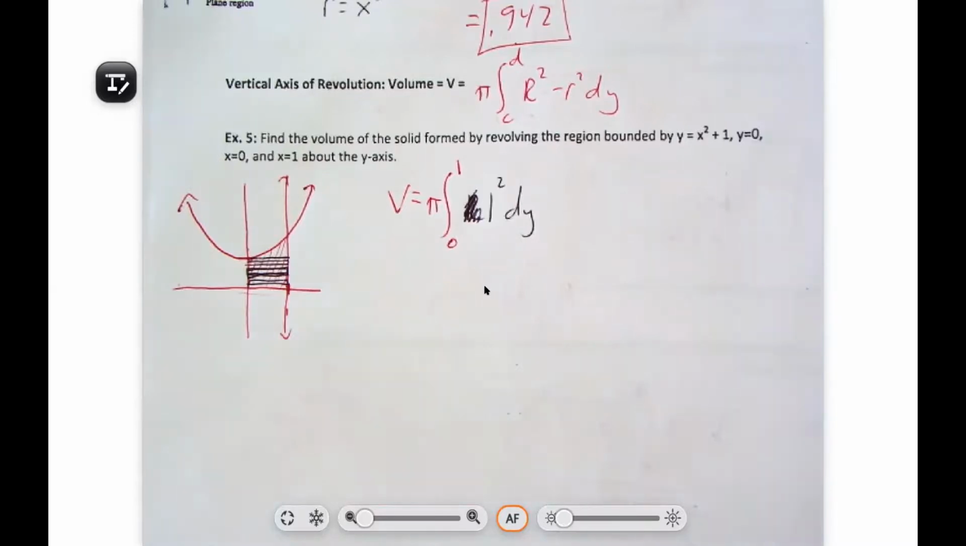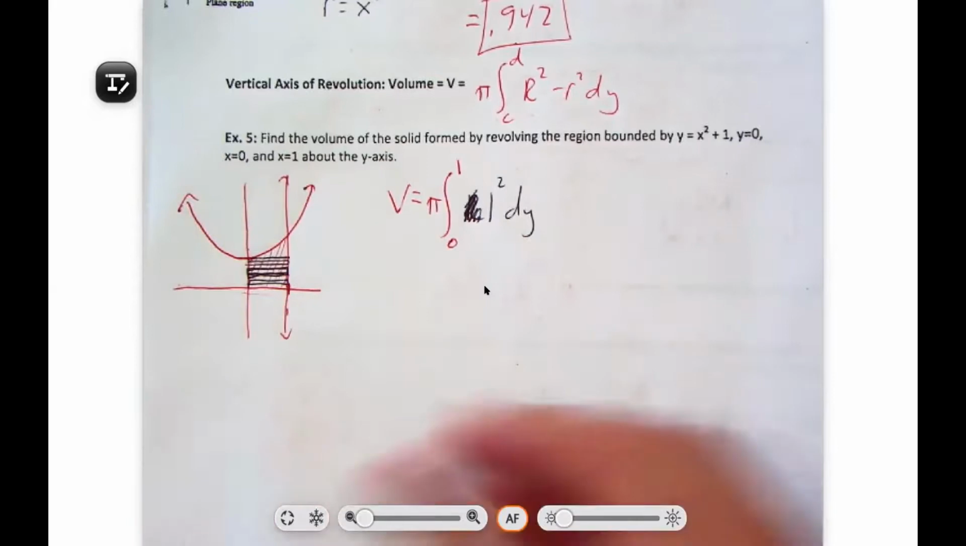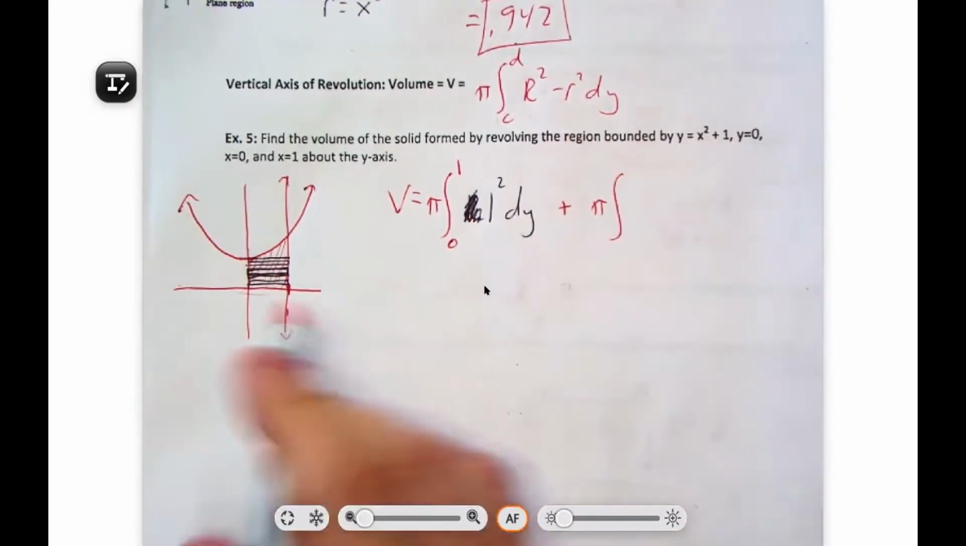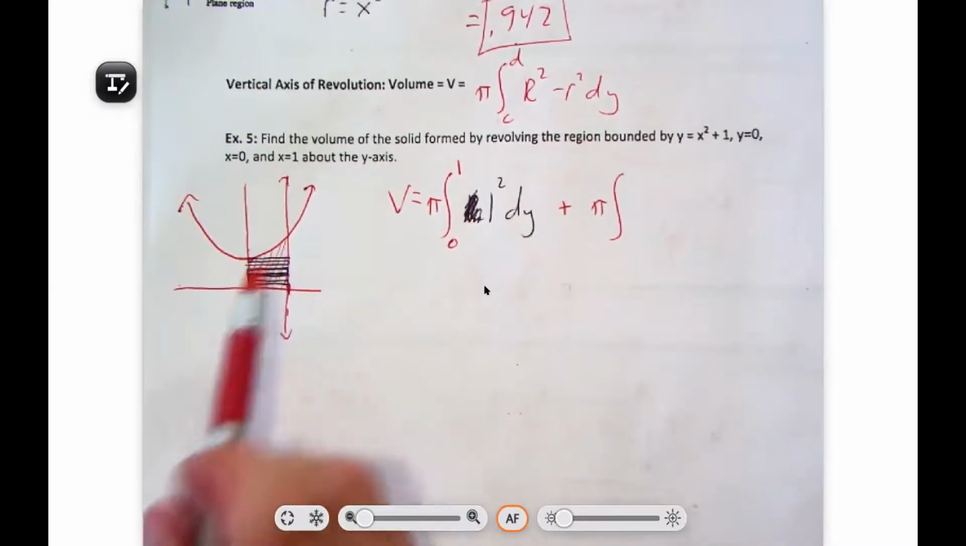But if there's an integral and then you're going to add another integral, if you don't close off the first one, you won't get full credit. So just try to get into a habit of always closing your integrals with dx and dy, just to be safe. All right, so plus, now I have to add the volume from that little top piece.